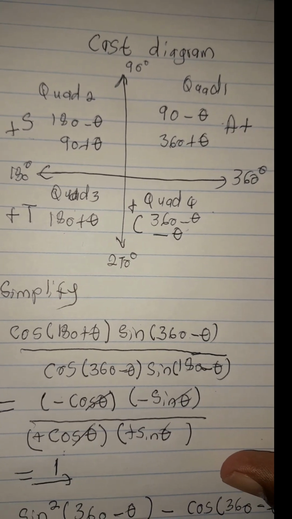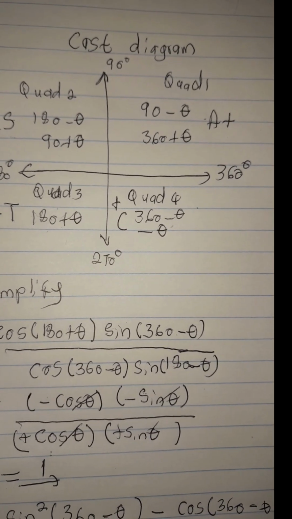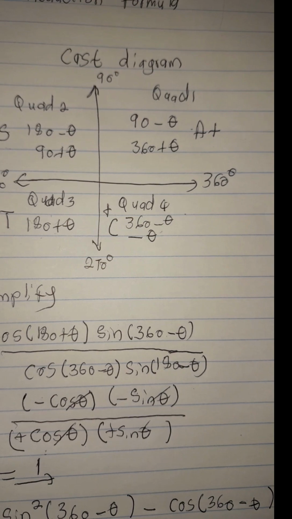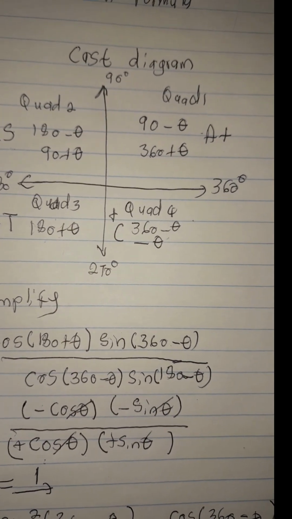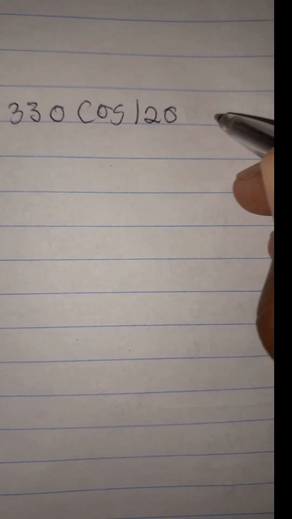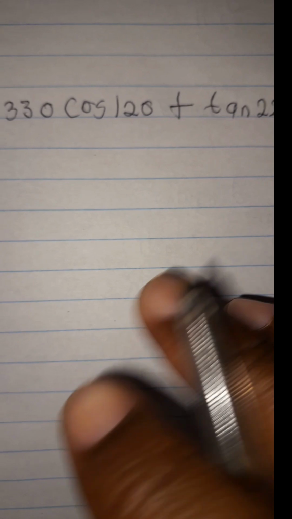What about when they want you to simplify using a reduction formula, but in terms of numbers? Let's look at our number 3. Consider you're given sine 330 multiplied by cos 120 plus tan 225, in terms of numbers. First thing first, we have to reduce this.